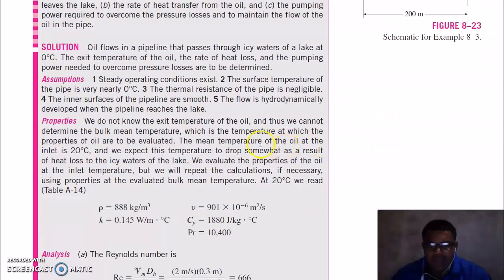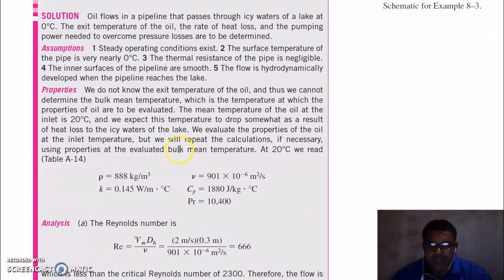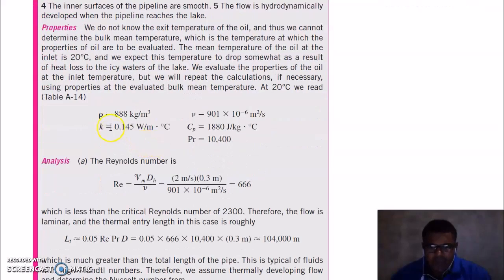So we do not know the exit temperature of oil, and thus we cannot determine the bulk mean temperature, which is the temperature at which the properties of oil are to be evaluated. So the mean temperature of the oil at the inlet is 20. So we will take the properties of the oil at 20 degrees Celsius. The properties of oil are density, thermal conductivity, viscosity, specific heat and Prandtl number.